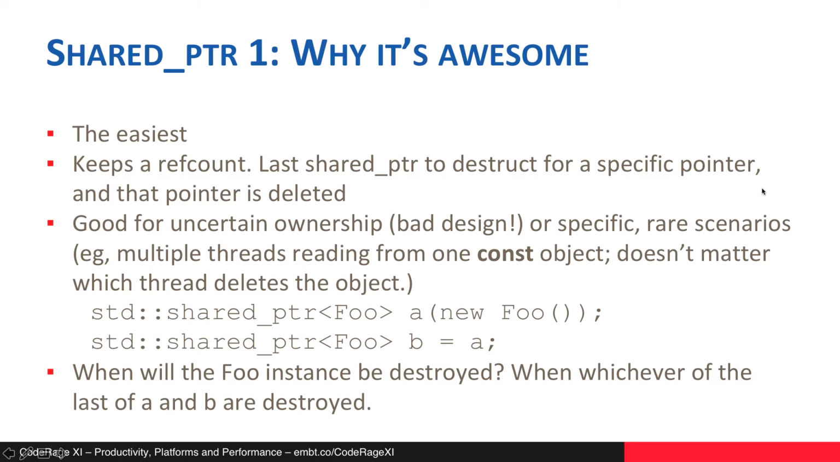So first of all, let's look at shared pointer. It's a very interesting kind of smart pointer, despite being the one that I said should probably be used the least. It's definitely the easiest to use. Shared pointer keeps a reference count, and the last shared pointer to destruct for a specific pointer deletes that pointer. So when the reference count goes to 0, it is deleted.